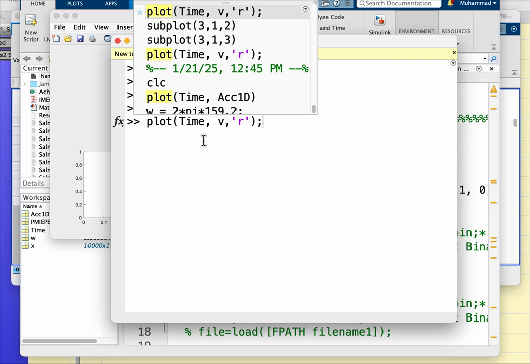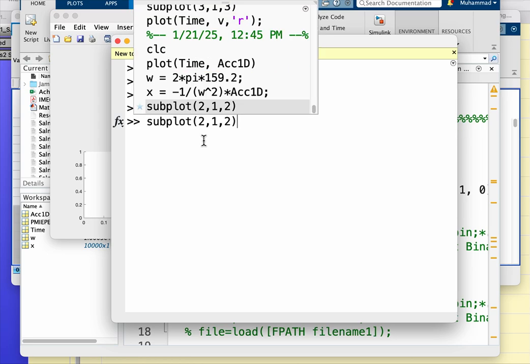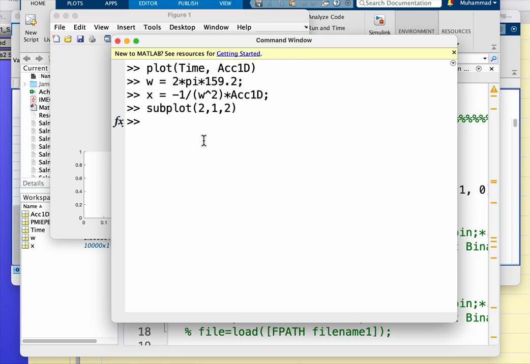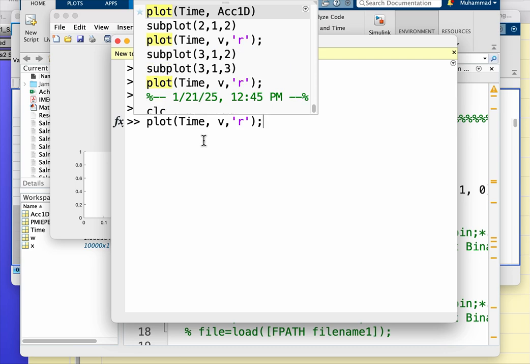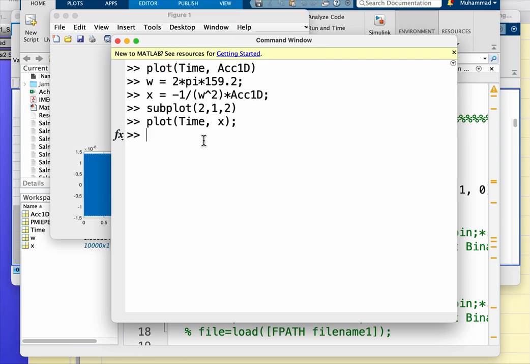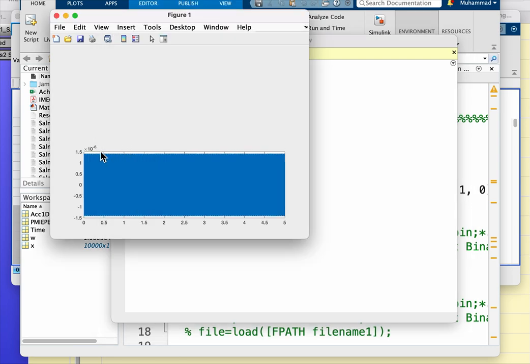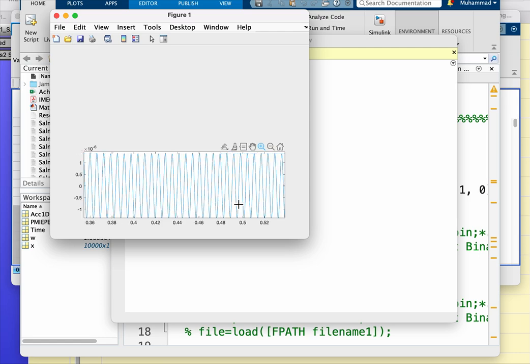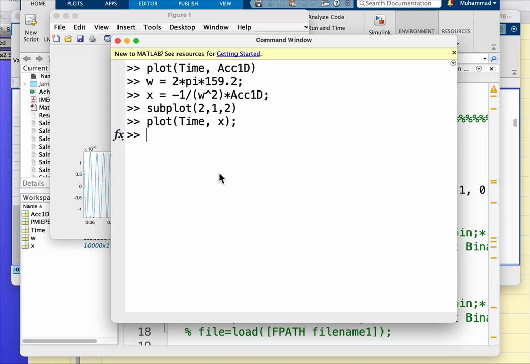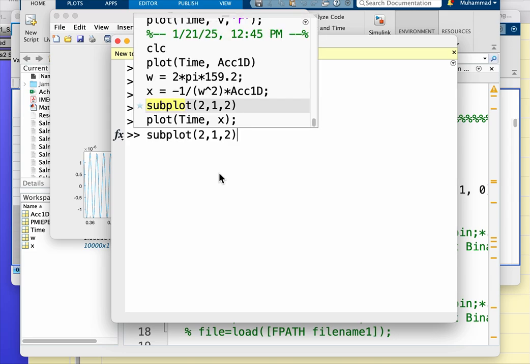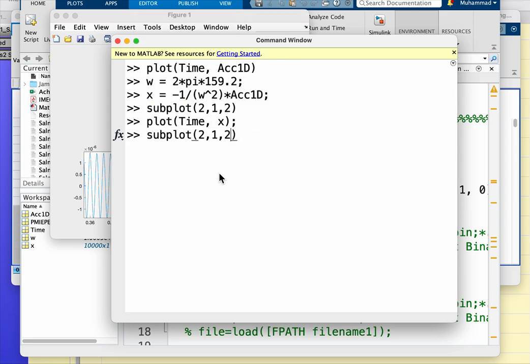We need to do the velocity first. So let me check displacement. Let's do the displacement. So plot time versus displacement. Yes, let's do this. So now this is my displacement. As you can see, this y-axis is just like a micrometer, which is true that the shaker was moving with very low amplitude. Now the top figure, you can put the subplot, 2 rows, 1 column, and the first place, it will take the first column.